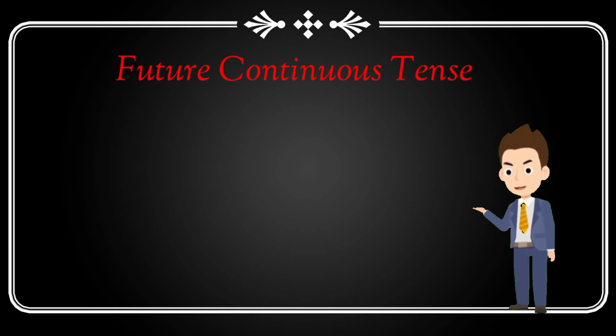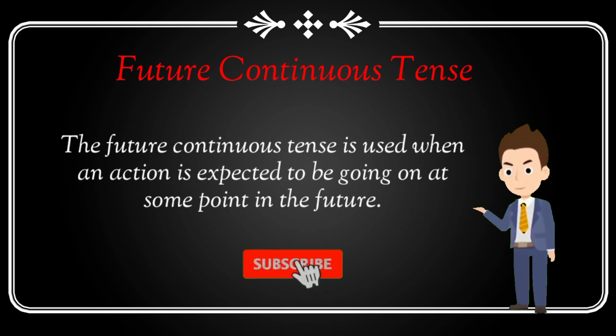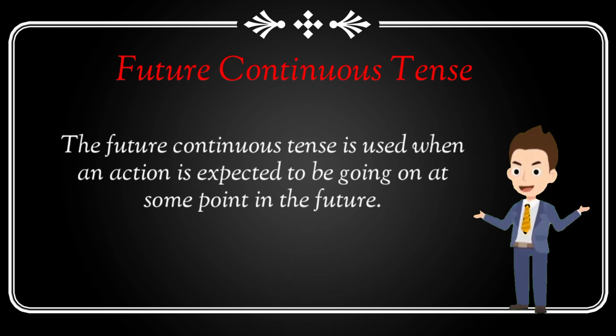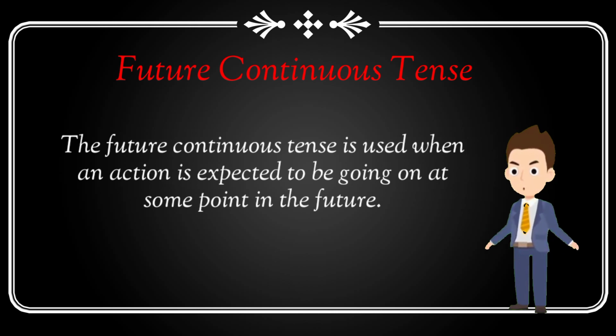Let's have a look at another tense, and it is called the future continuous tense. Future continuous tense is used when an action is expected to be going on at some point in the future, right? This tense is also known as future progressive tense. That means that an action will progress for some time in the future. Not completed, but in progress, the duration in the future.